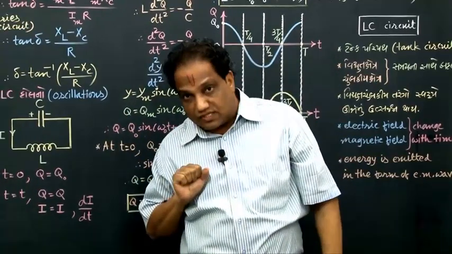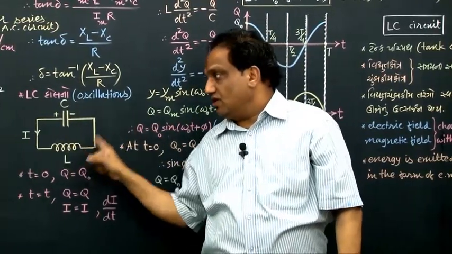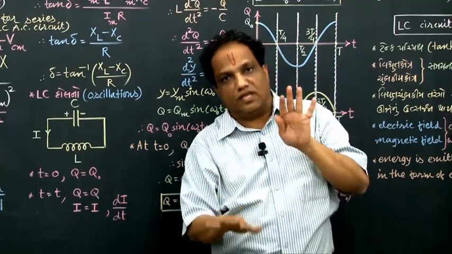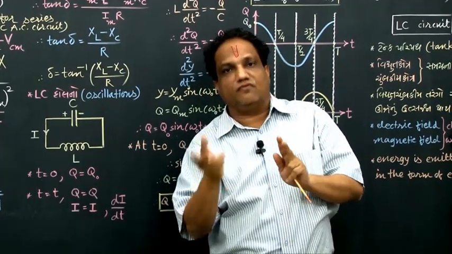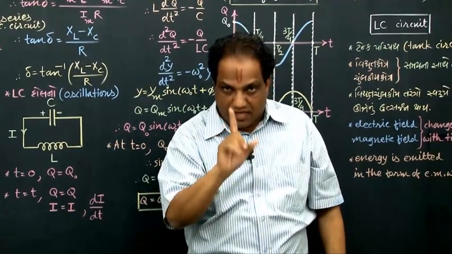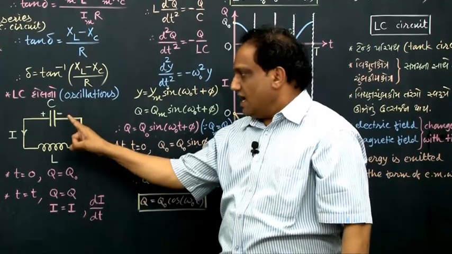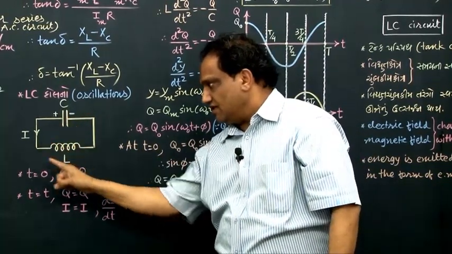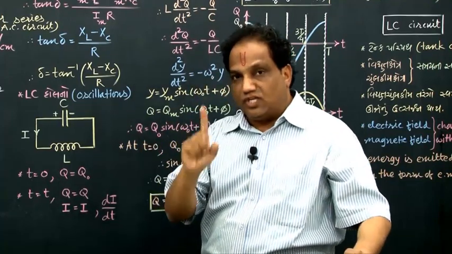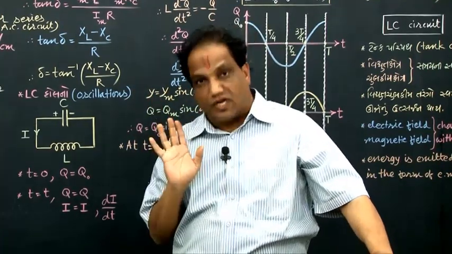Under ideal conditions, these oscillations would continue for infinite time, and they will continue like this only. Energy will get transferred from one form to another form. But in practice, you know what happens? As the charge is oscillating in this LC circuit, it is actually performing an accelerated motion.